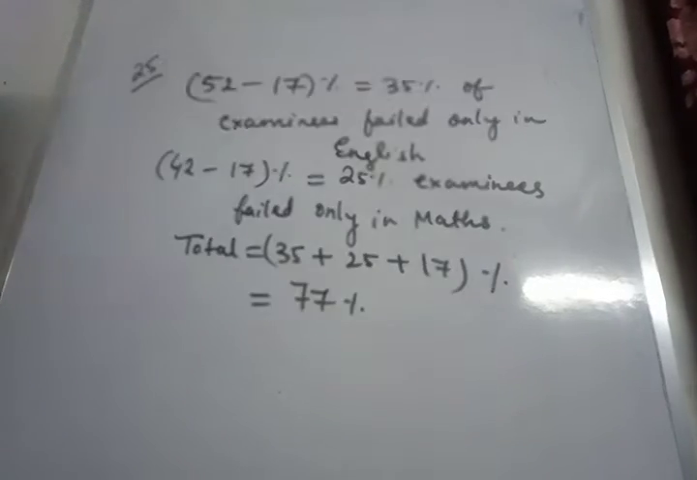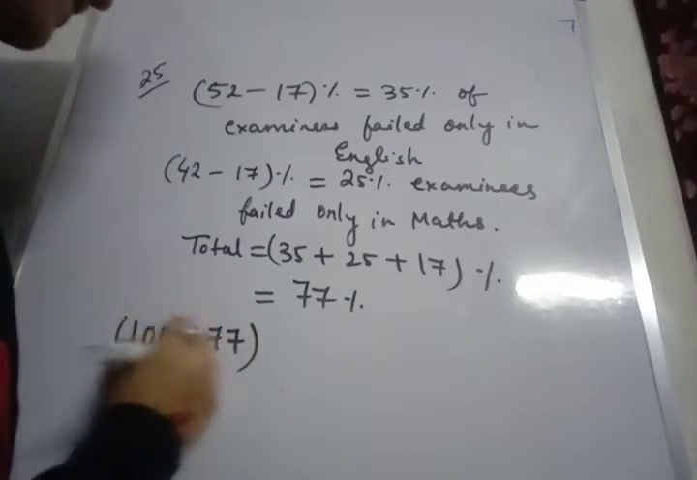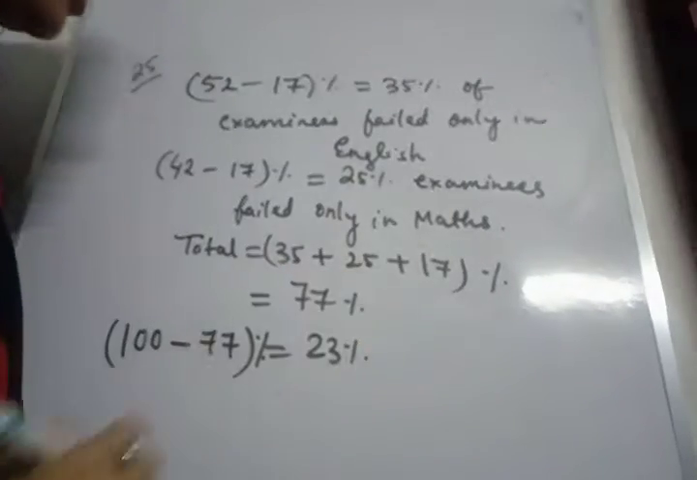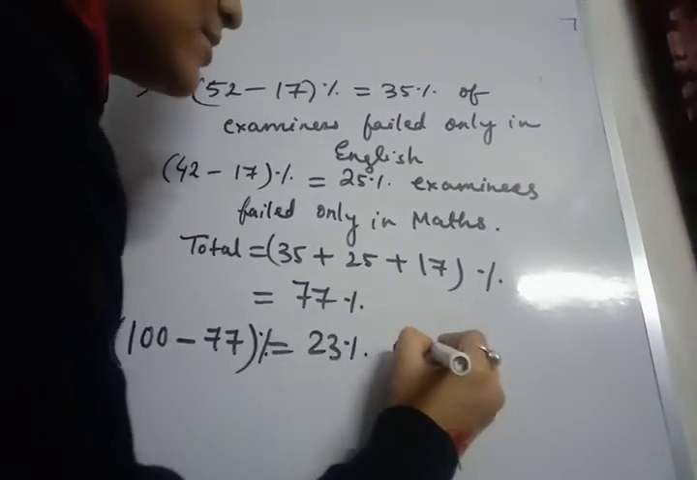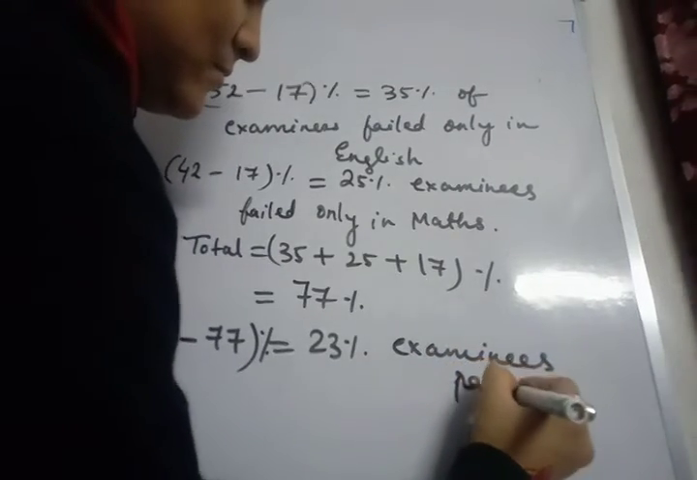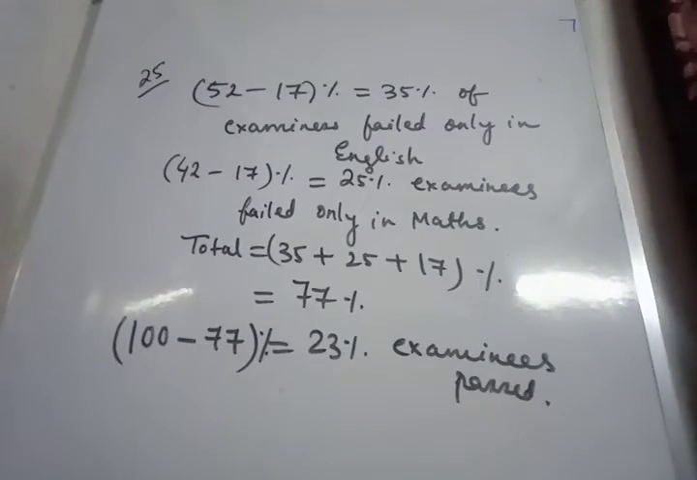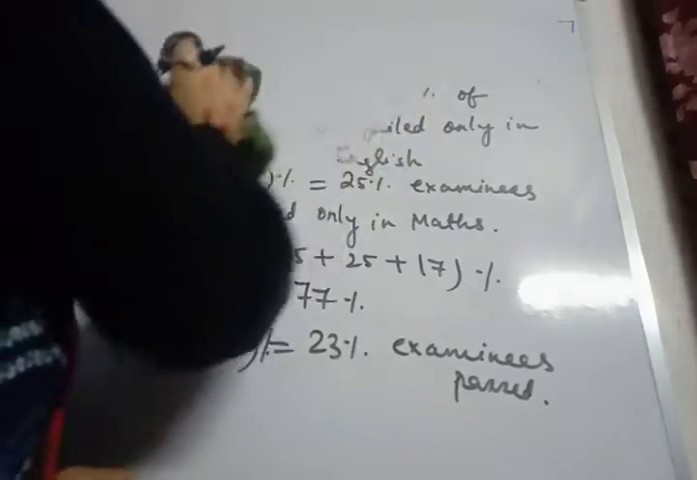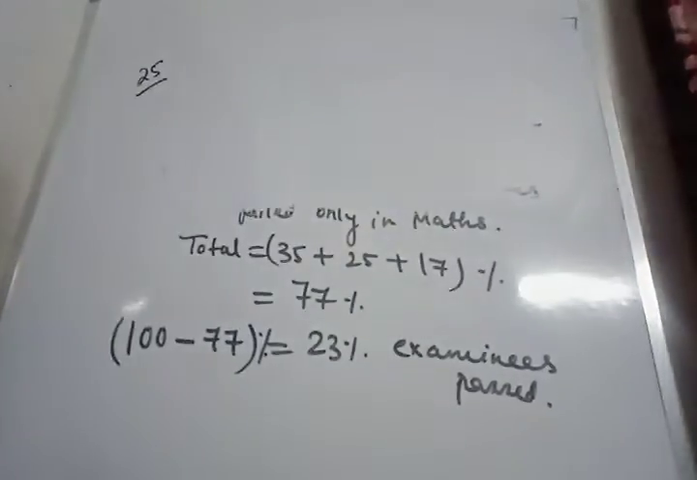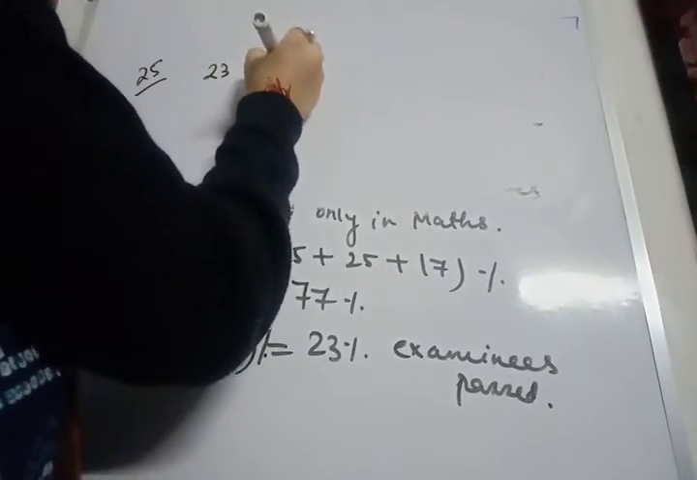Right? Now 100 minus 77% is equals to 23%. So 23% examinees passed. Okay. Now 23 examinees pass if total number of examinees is how much?